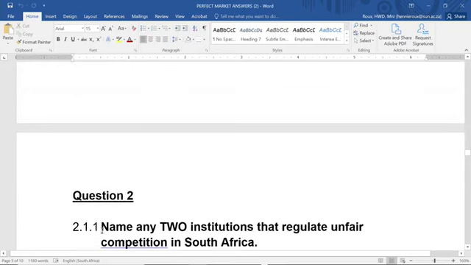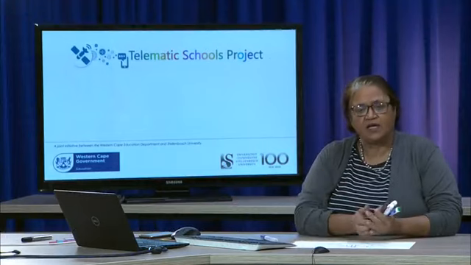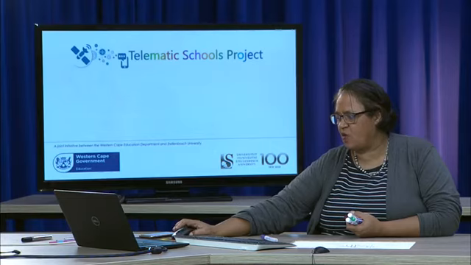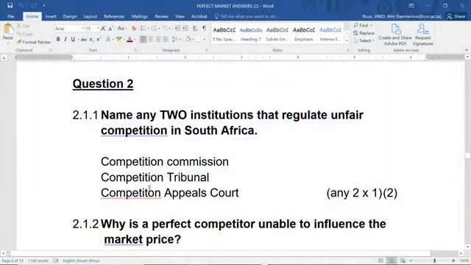It says, name any 2 institutions that regulate unfair competition in South Africa. If you remember earlier on, we just spoke about the competition policy, and the 3 institutions involved with that were the Competition Commission, Competition Tribunal, and the Competition Appeals Court. Any 2 of these 3 would be correct.